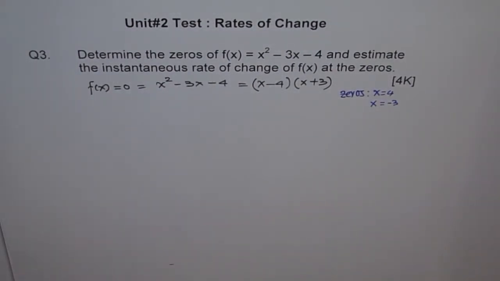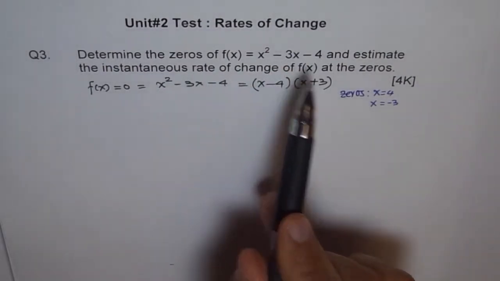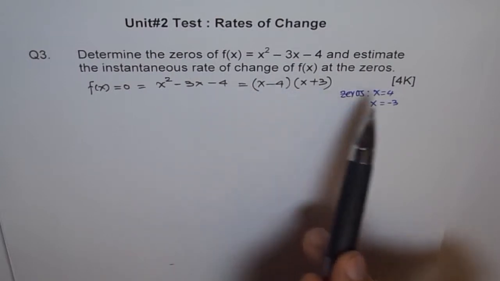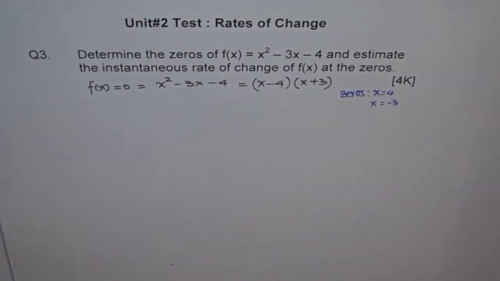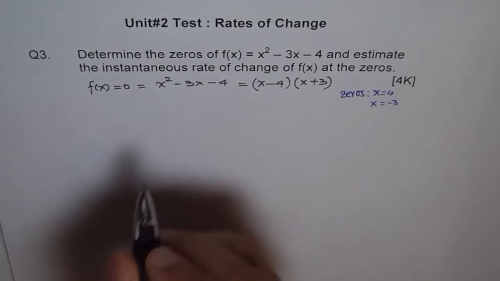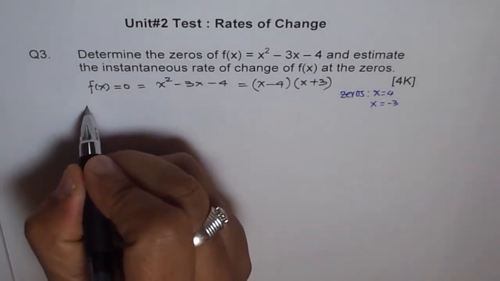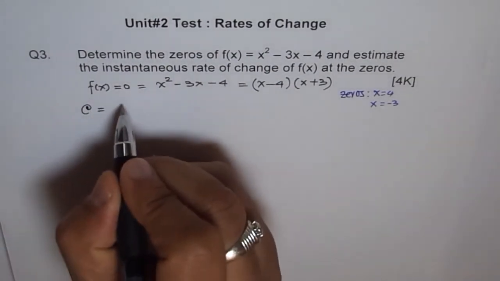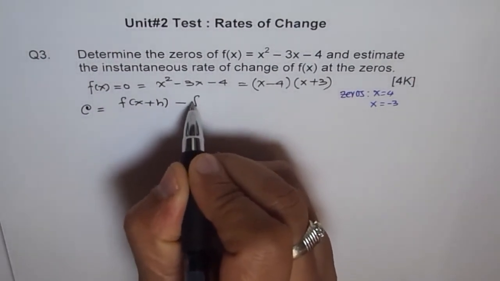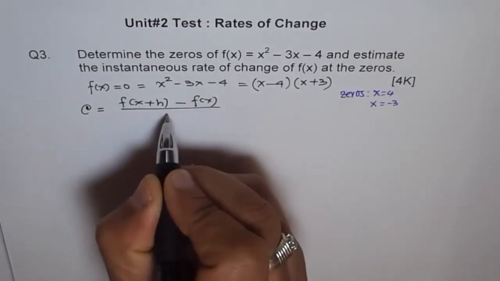Now that's the first part. Determine the zeros of this function and estimate the instantaneous rate of change of f of x at the zeros. Now to find instantaneous rate of change at more than one point, which method should you use? Right? You get it. So we will use that method, the difference quotient, right? So rate of change is equal to f of x plus h minus f of x over h, right?